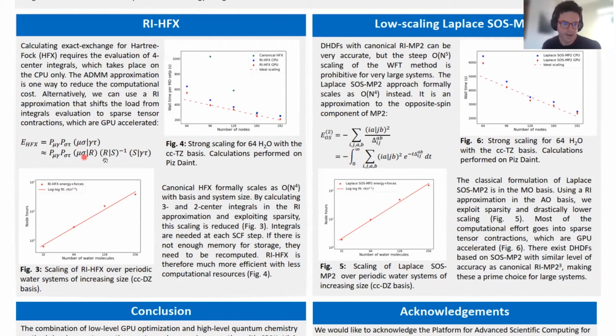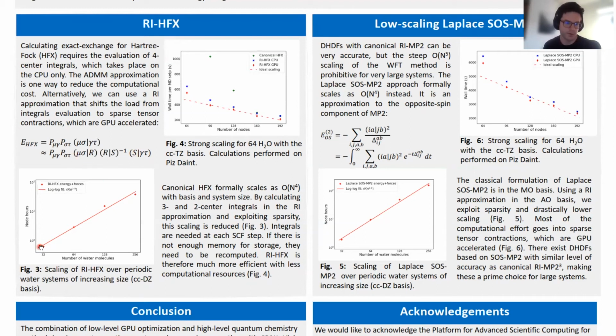four-center to three- and two-center integrals, and now the computational load goes from integral evaluation to tensor contractions. And tensor contractions are GPU accelerated. So that allows us to get some GPU performance also in Hartree-Fock. We also exploit sparsity in those tensors, and that allows us to have a very nicely scaling method.